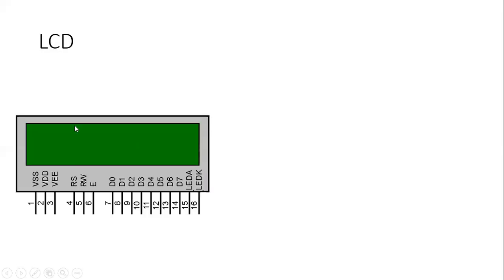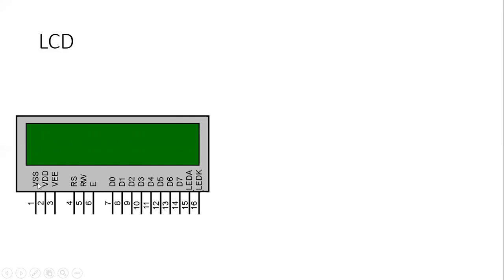So we have many functions there. Here we will illustrate the basic pin details of the LCD first. This is the basic LCD. It is a 16 cross 2 LCD. 16 characters are there in each row, and it has two rows. That's why it's called a 16 cross 2 LCD.